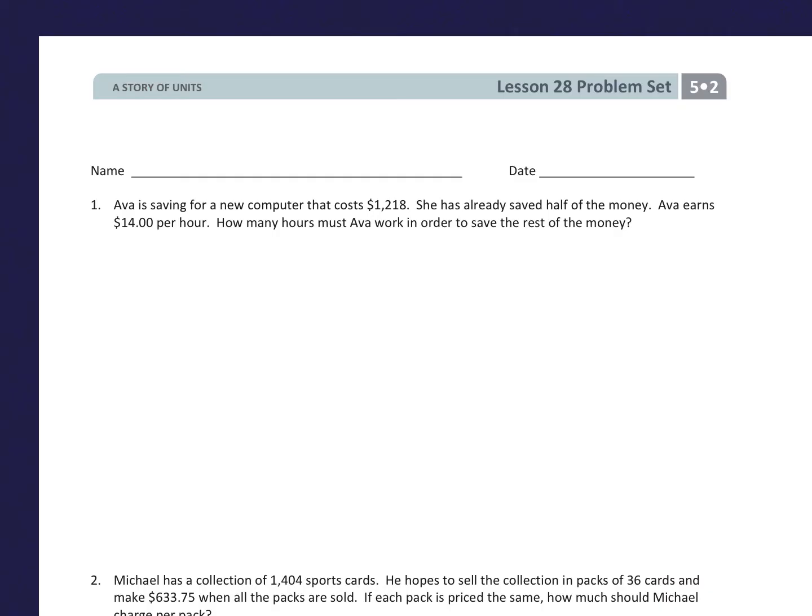So let's look at number 1. It says, Ava is saving for a new computer that costs $1,218. She has already saved half of the money. Ava earns $14 per hour. How many hours must Ava work in order to save the rest of the money?